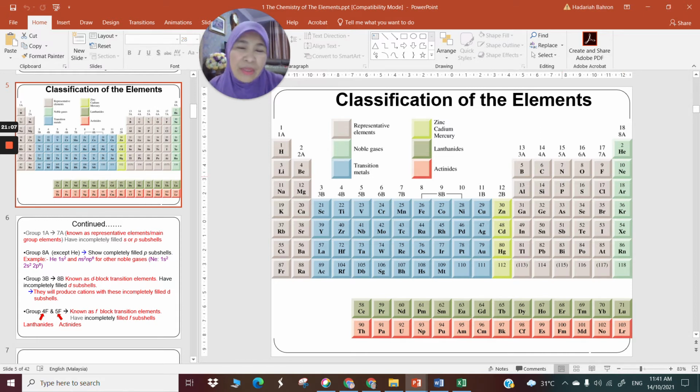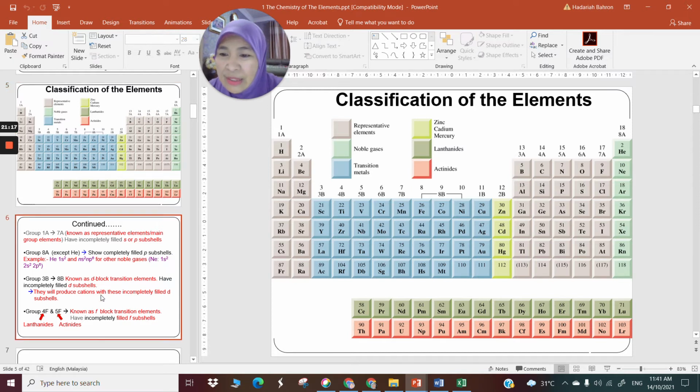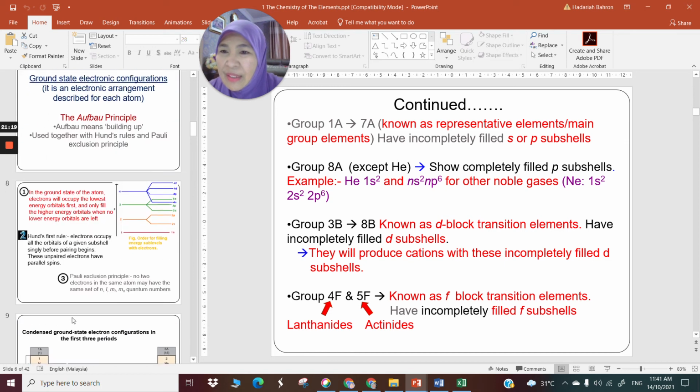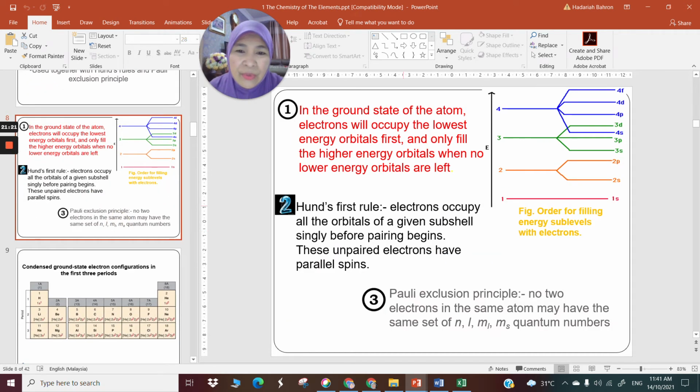So this, if this concept is new to you, you'll probably be a little bit confused, but do not worry. I'm going to go through it with you slowly a little bit later. Right, so you have to remember 3 rules. This is the Aufbau principle.